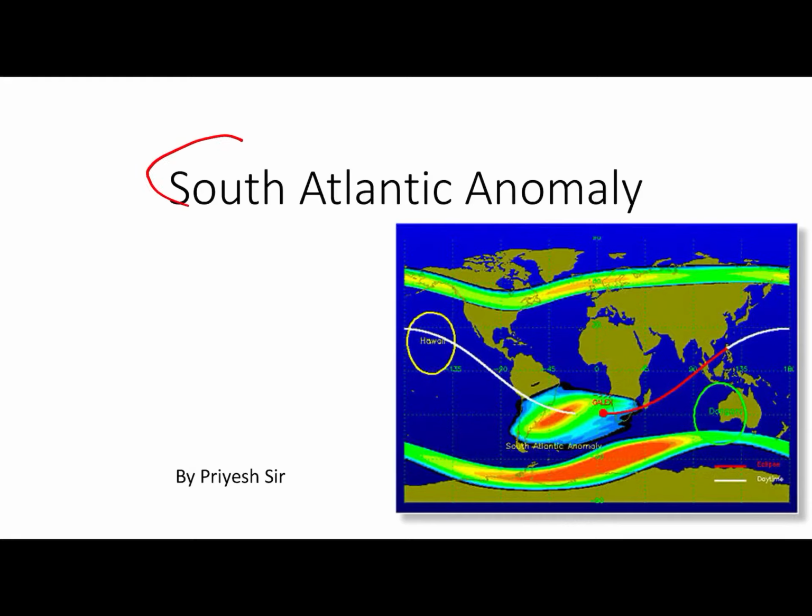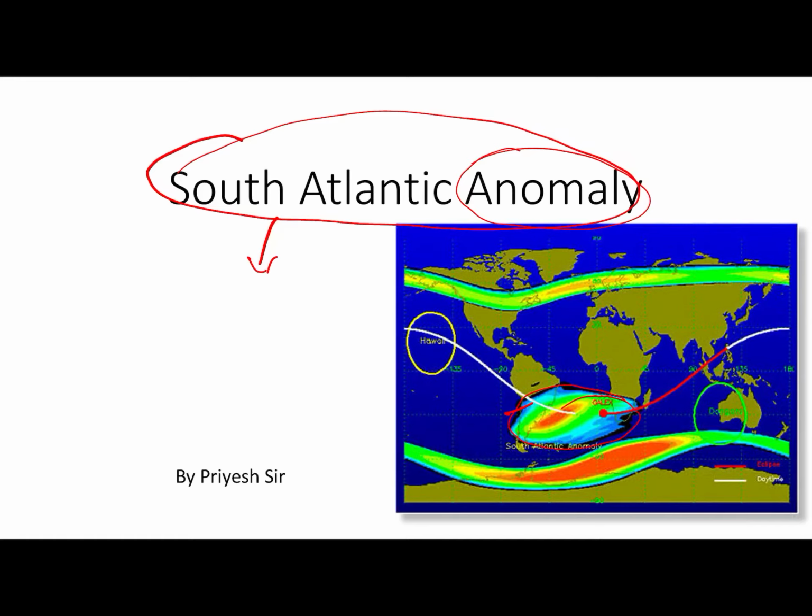So today's topic is South Atlantic anomaly. This is made up of two words. One is South Atlantic, and the second word is anomaly. South Atlantic means the area of the Southern Atlantic Ocean between South America and the southwest part of Africa. You can see it on the sketch here.